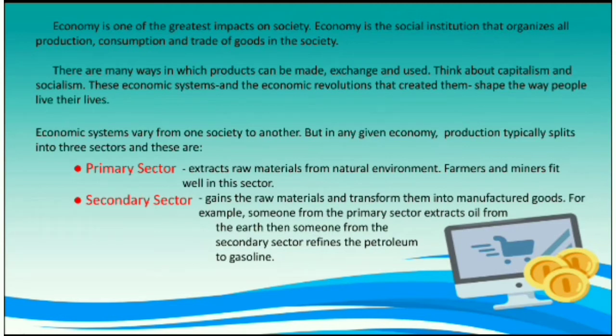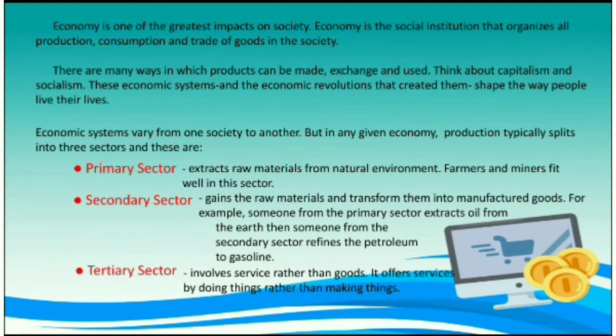For example, someone from the primary sector extracts oil from the earth, then someone from the secondary sector refines the petroleum to gasoline. Third and last is the tertiary sector. It involves service rather than goods. It offers service by doing things rather than making things.